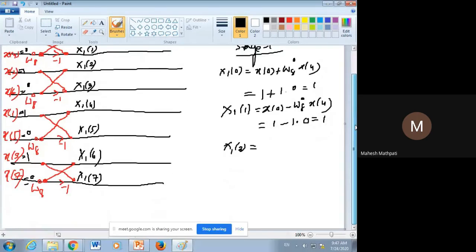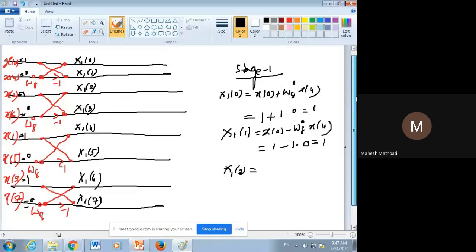Does anyone have any confusion here for the calculation? What is x1 of 2? Can someone tell me now? What will be the value for x1 of 2? Yes, x of 2 plus omega 8 raised to 0 into x of 6. Substitute the value and get the answer. What will the answer be now? 1. So likewise you calculate all other points.